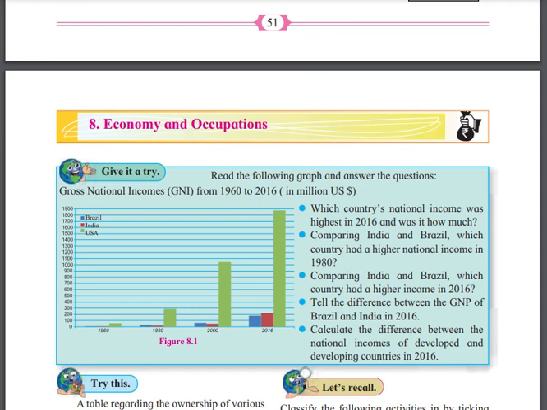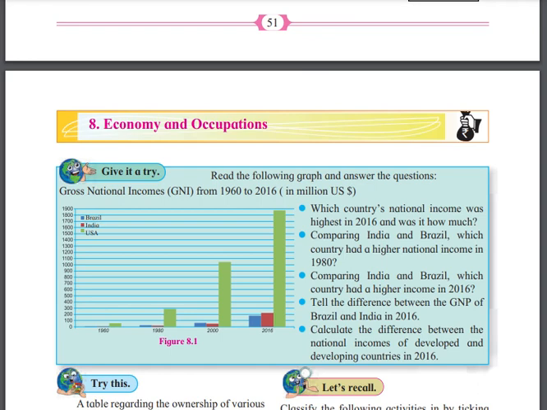Economy means it is related to money. Occupation means, like right now I am a teacher, so this is my occupation. You are a student, so student is your occupation. Occupation is something a person is doing, occupied by something. Okay.